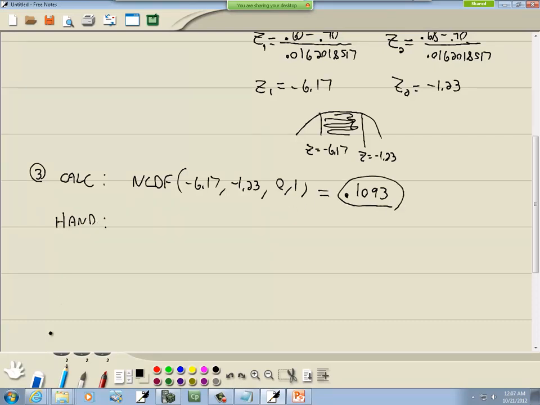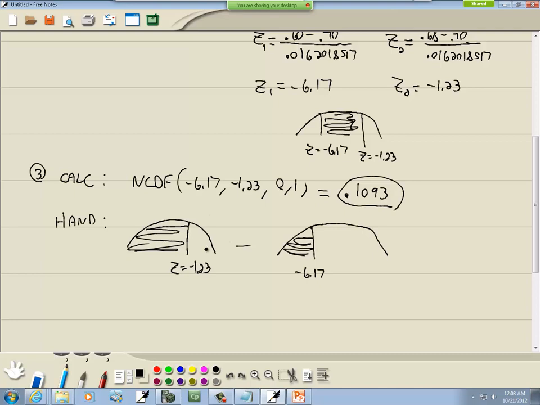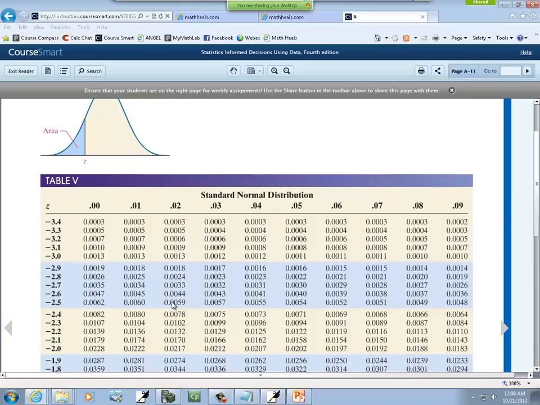Now by hand, the tables are based upon the area to the left, so we're going to have to rewrite this as Z equal to negative 1.23, the area to the left of that, minus the area to the left of negative 6.17. That's the between case. You always write it that way. The value on the right side goes here, and the one on the left goes here. Let's go look this up in our table.